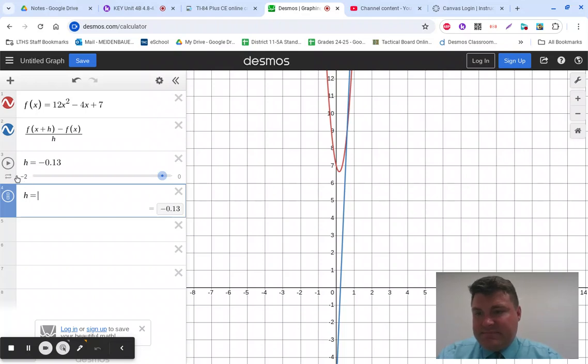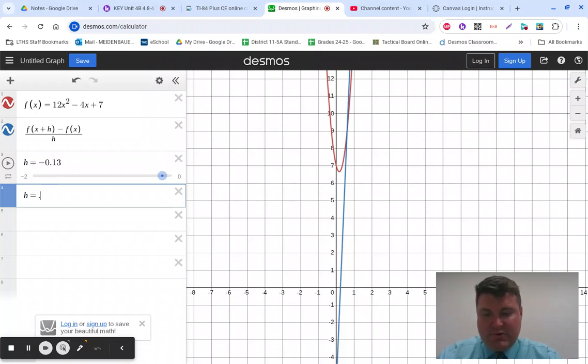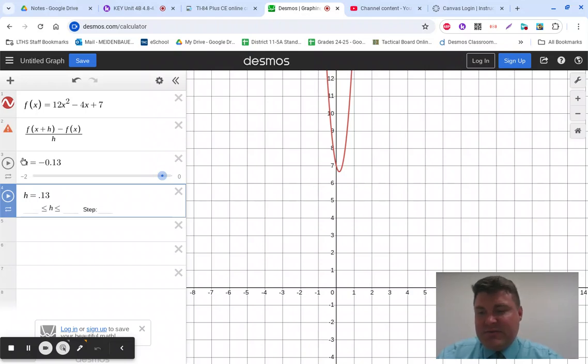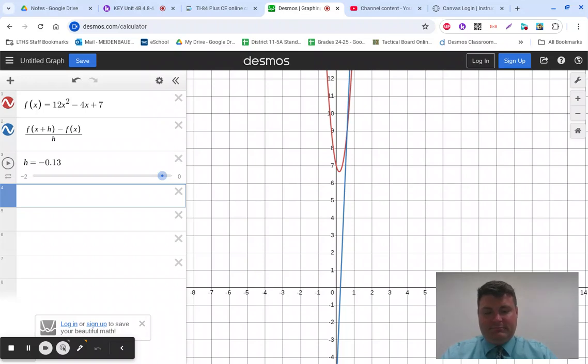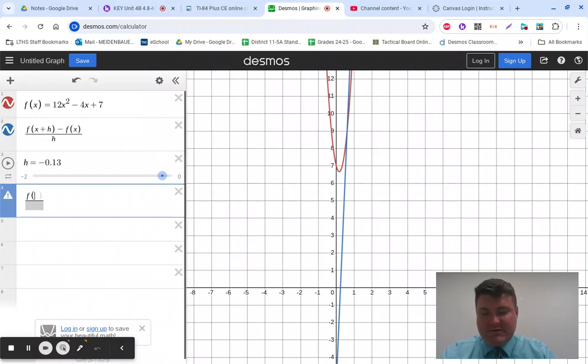I don't know how to make a slider. Oh boy, I should do this ahead of time. Like 0.13. I can't do it at the same time. Ooh, know what I can do? You just bear with me. I'll just use A now.